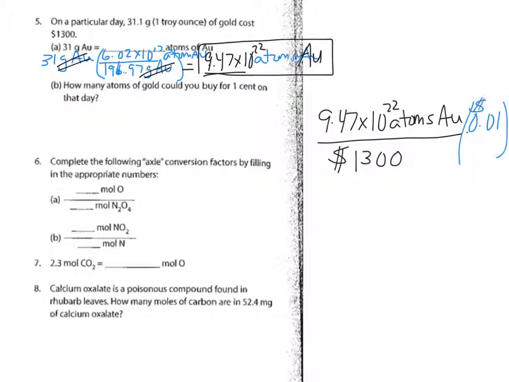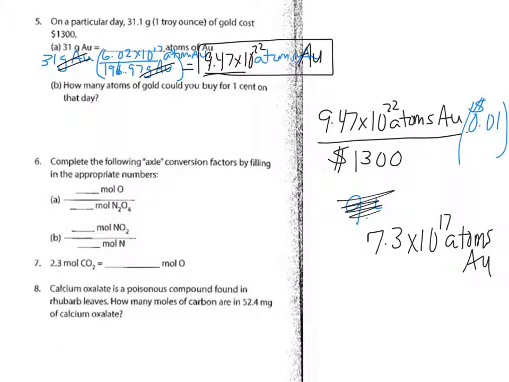That's $0.01. And when you multiply that by a penny, you find out you still get a lot of gold atoms. You're going to get 7.3 times 10 to the 17. So the answer would be 7.3 times 10 to the 17 atoms of gold for a penny that day. And let me just erase that 9. Doesn't want to erase.